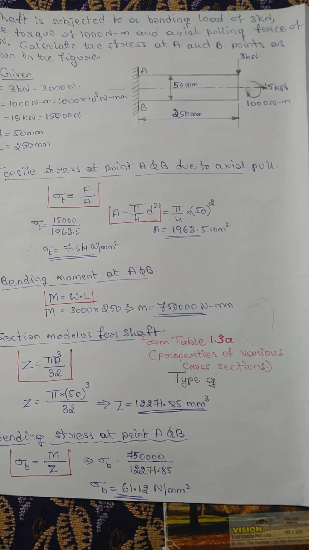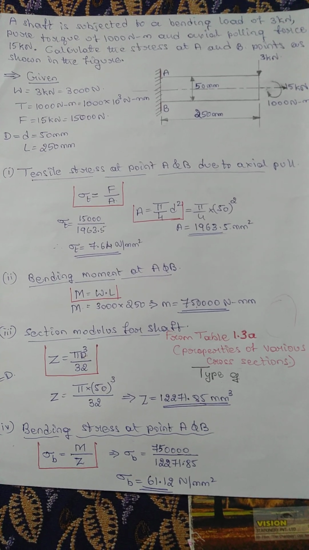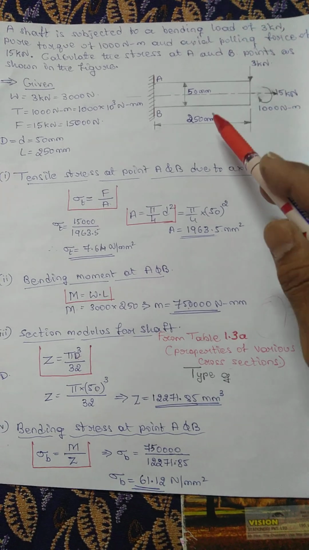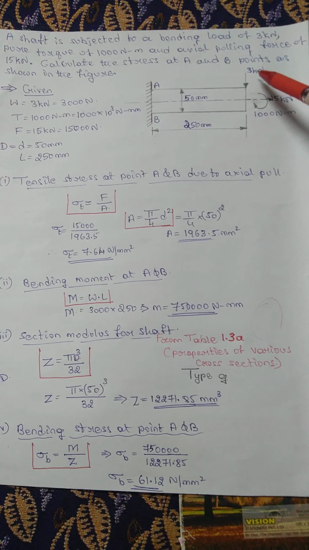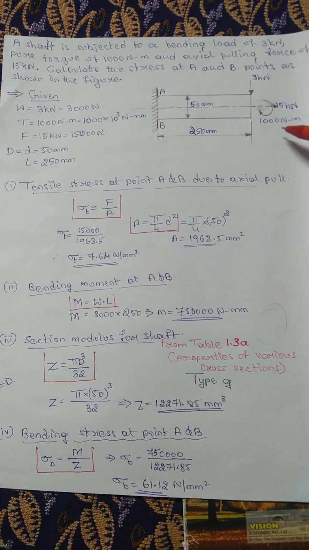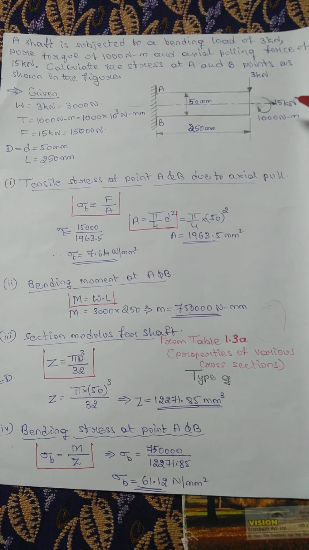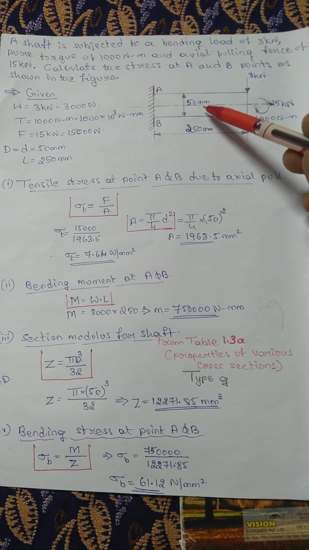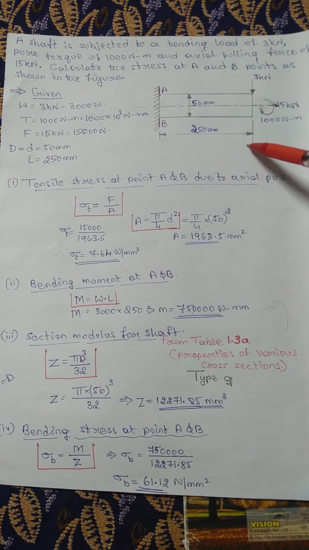Hello friends, this is a bending load problem on the shaft. A shaft is subjected to a bending load of 3 kilonewton. So the sketch is given. This is the given sketch of the shaft, and the bending load is 3 kilonewton, the torque transmitted is 1000 newton meter, and the axial pull force is 15 kilonewton. The diameter of the shaft is 50 millimeter and the length of the shaft is 250 millimeter.